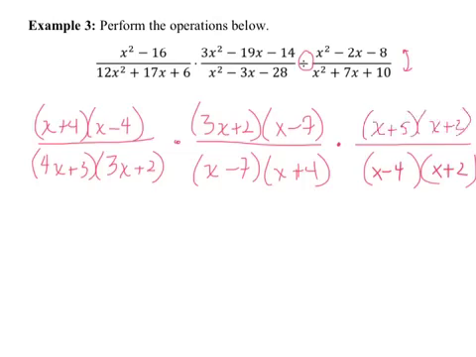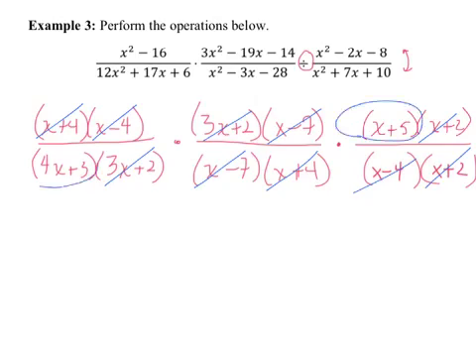And then we see we have a lot of cancellations happening here. These cancel, these cancel, these cancel, and these cancel, and finally these cancel, leaving behind only the x plus 5 and the 4x plus 3.